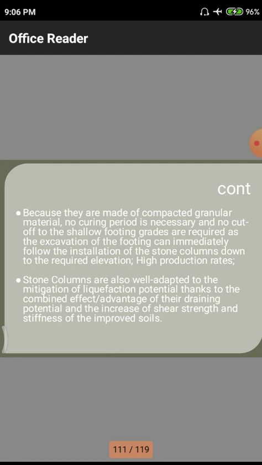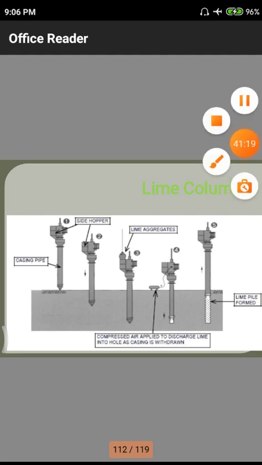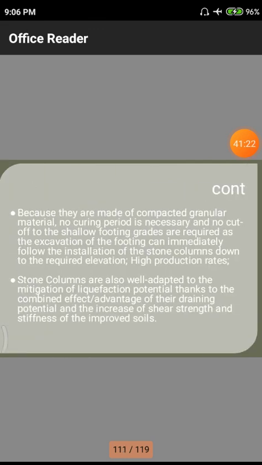In those we will have a clear idea of what liquefaction is, what shear strength is, how it applies on a particular soil, and what the disadvantages of liquefaction and other things are on a particular structure. By using the construction of stone columns, we need to improve the stiffness of the improved soils. After the stone columns are done, we need to do these lime columns. These lime columns will be explained in tomorrow's class.